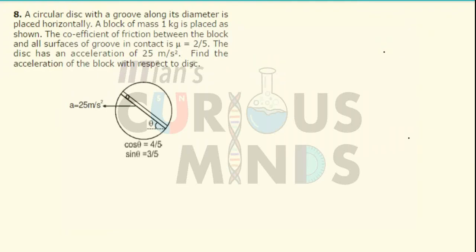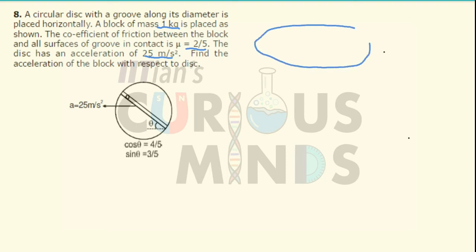A circular disc with a groove along its diameter is placed horizontally. A 1 kg block is placed as shown. The coefficient of friction is 2 by 5. The disc has an acceleration of 25 meter per second square in the left hand side direction. Find the acceleration of the block.